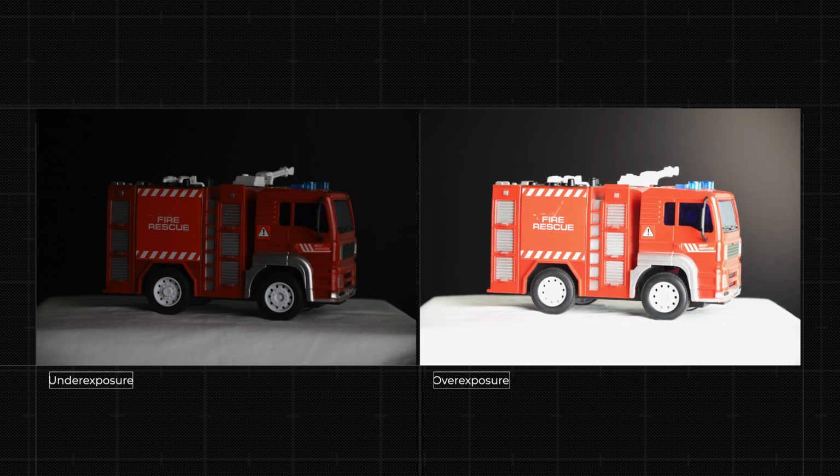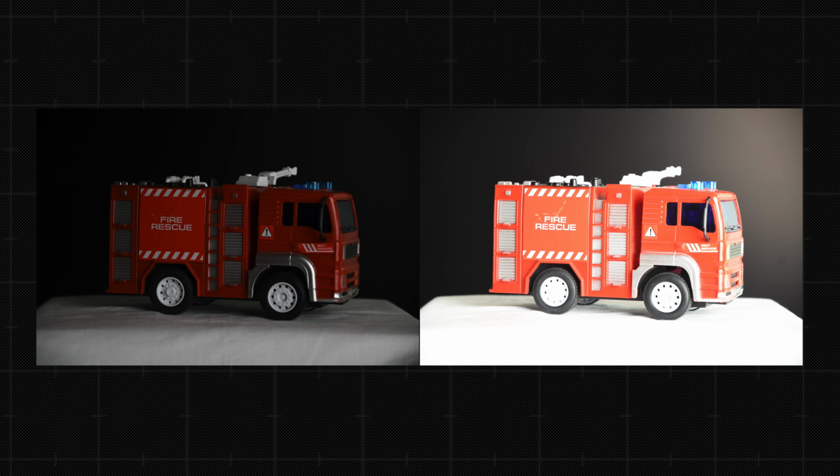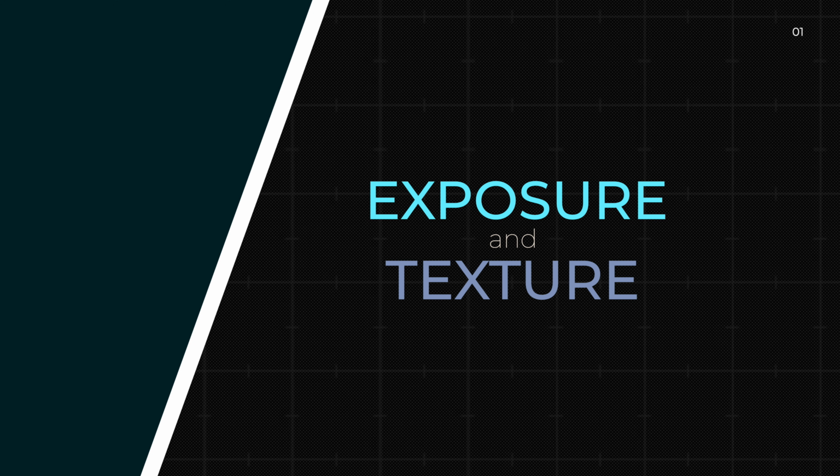I'm going to keep the textbook definition of exposure aside. So exposure is the amount of light that is finally available to make a photograph. So when the light is less, we call such an image underexposed, and when there is too much light, we call an image overexposed. So let's understand the importance of exposure with the help of some more examples.